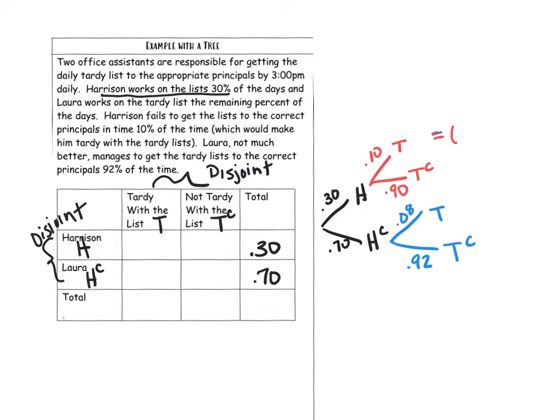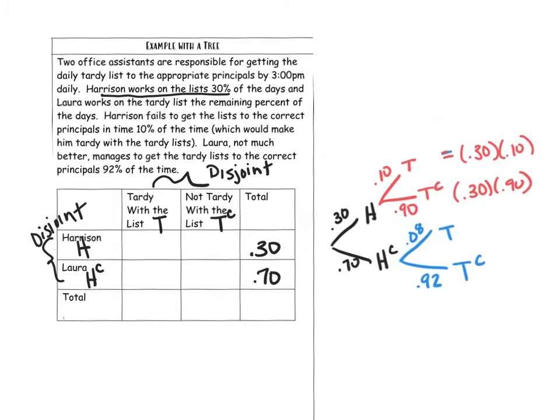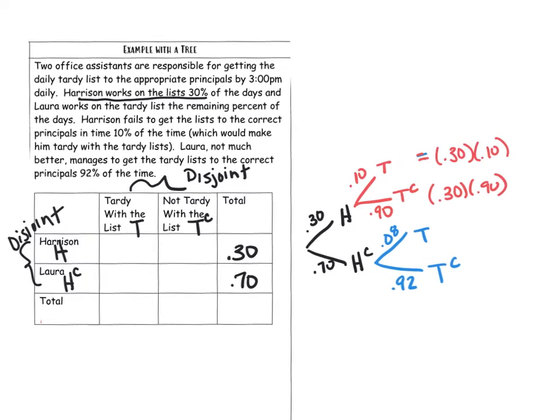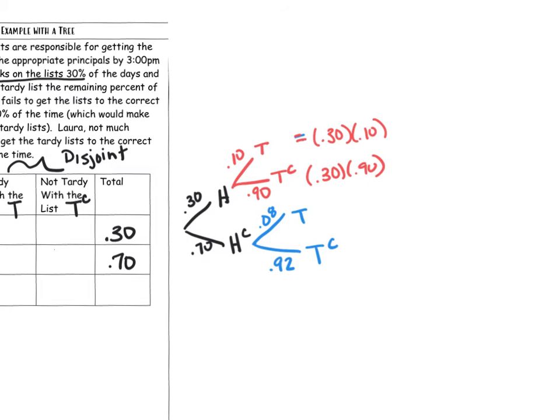So in this first branch, I'm going to multiply 0.3 times 0.1. In this branch, I'm going to multiply 0.3 times 0.9. And when I do this, here's what I get. 0.3 times 0.1 is 0.03. 0.3 times 0.9, 0.27. Notice that if you were to add these two up, they equal the 30% that sit at the top of the branch.